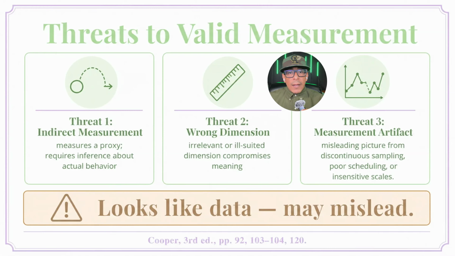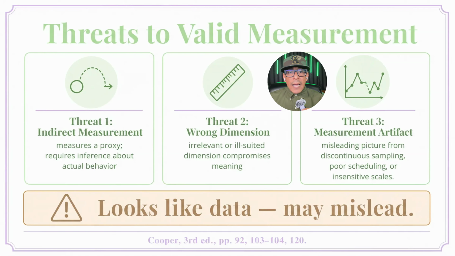Indirect measurement threatens validity because it measures a behavior different from the behavior of interest and requires an inference about the relation between the obtained measures and the actual behavior of interest. If indirect measurement is used, the researcher must provide evidence that the measured behavior directly reflects, in a reliable and meaningful way, something about the behavior for which the conclusions will be drawn. Measuring a location that is ill-suited for or irrelevant to the reason for measurement compromises validity.